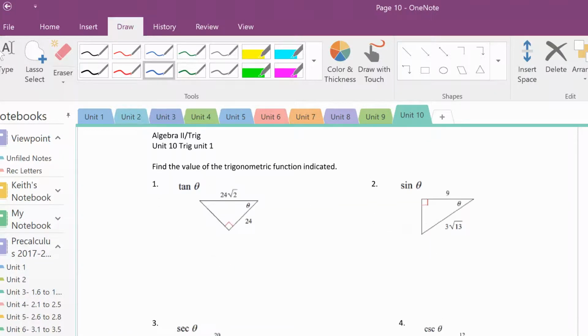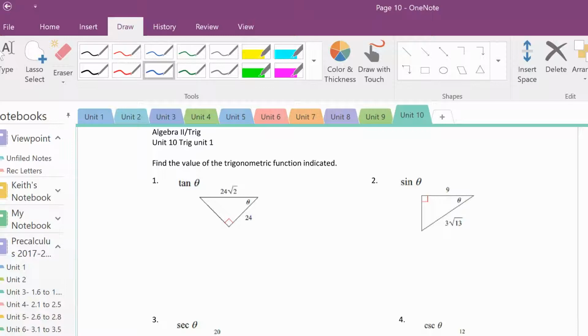So now let's do some examples here. Finding the tangent of theta. Well, remember, in order to do that, you need to know this side here. So you need to do the Pythagorean theorem. So x squared plus 24 squared equals (24 rad 2) squared. And when you do that in your calculator, you get x equals 24.